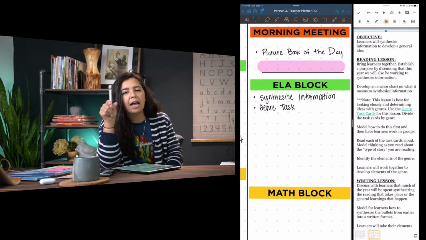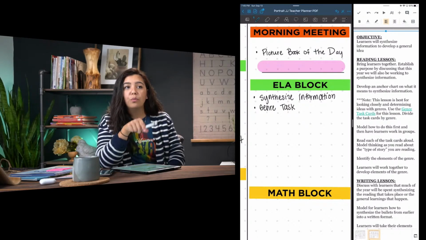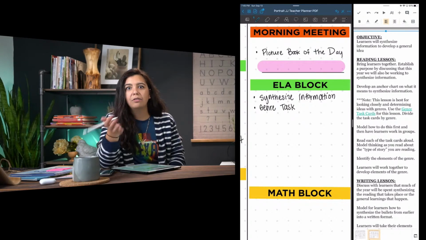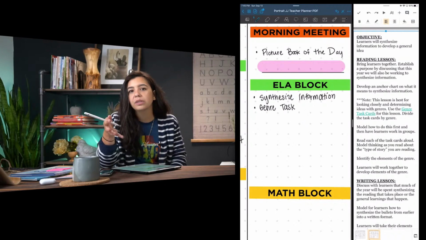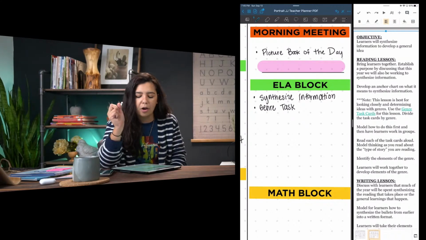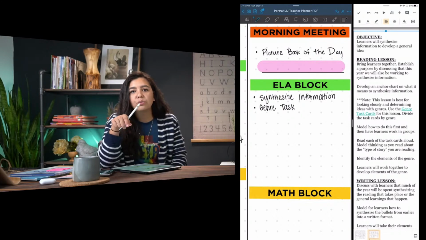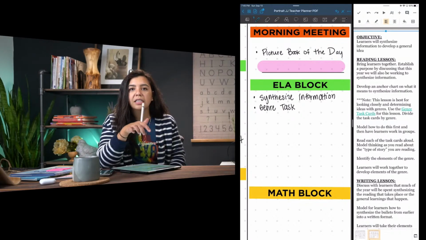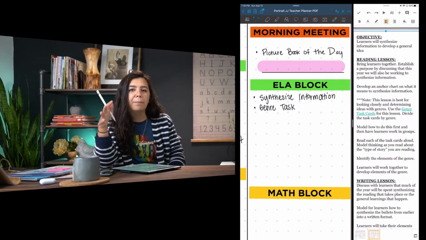So we actually did it not last week, but the week before that. We worked a lot with genres, and my kids still need some practice because some of the things that they were submitting, they still needed a little extra help. So this is going to be a nice review lesson on genres, and it's going to help them start thinking a little bit deeper about them.